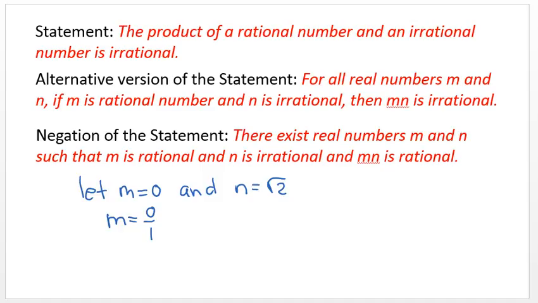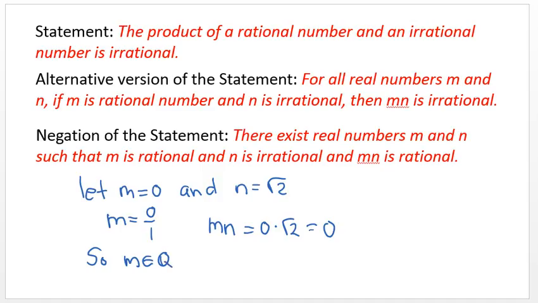Okay, so m is rational, n is irrational. But now let's look at the product. m times n equals 0 times the square root of 2, which equals 0, which is rational. So we have a case where m is rational.